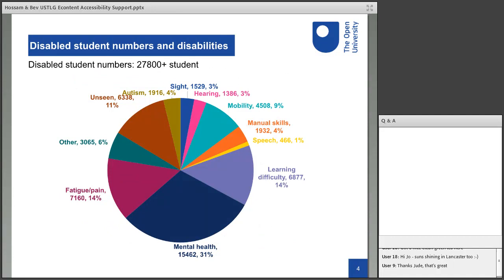This graph shows you the breakdown of the disabilities in the university. We work with various types of disabled students. You have the usual sight or visual impairments or hearing impairments, but there is a wide range of disabilities. There is mobility, there are learning difficulties. And if you think about it, all of those would have, in one way or another, some issues with studying online.